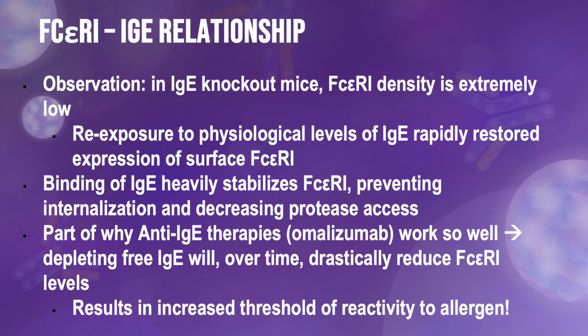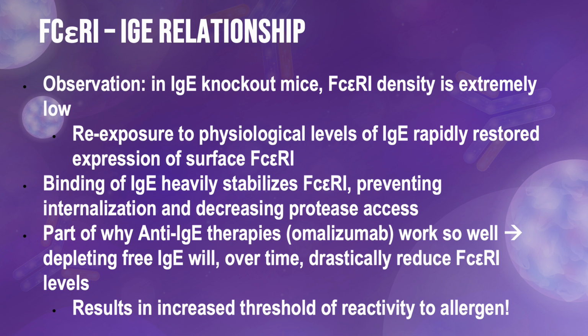actually related. So we notice that if you take mice and you knock out their IgE antibodies, the density of the receptors is also going to go way down. And if you re-expose them to IgE, those receptors are going to go all the way back up. So what we sort of infer from this is that the IgE binding is going to heavily stabilize the receptor and prevent it from sort of retreating back into the cell. The way that it does this is it decreases protease access to the receptor. So if the IgE isn't there, the receptor can much more easily be internalized or be degraded.